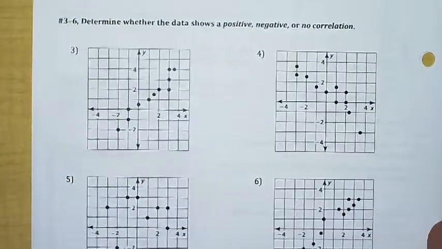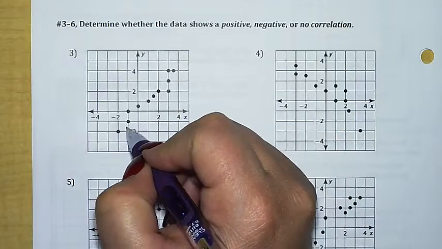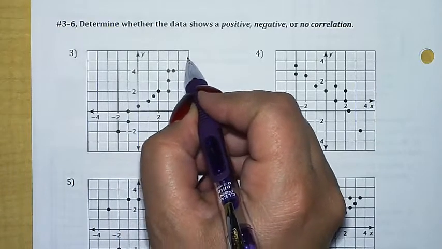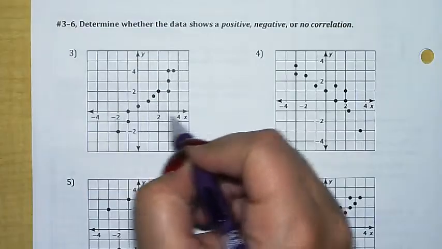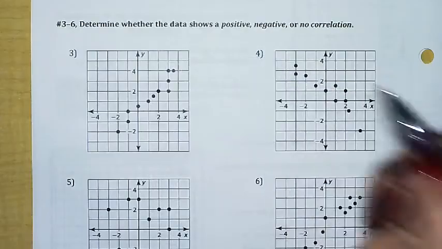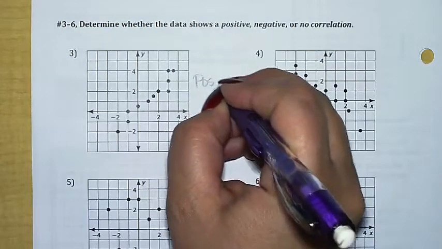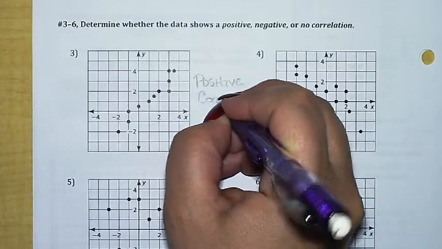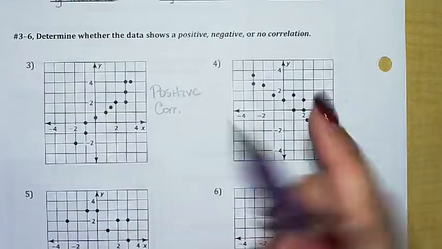If you look at number 3, as you go from left to right, you can just run your pencil along it. If I were connecting this, which direction would my pencil be going? I think we would all agree this is going upward. So as X was increasing, the Y's tended to increase, generally speaking, as well. So this would be a positive correlation.